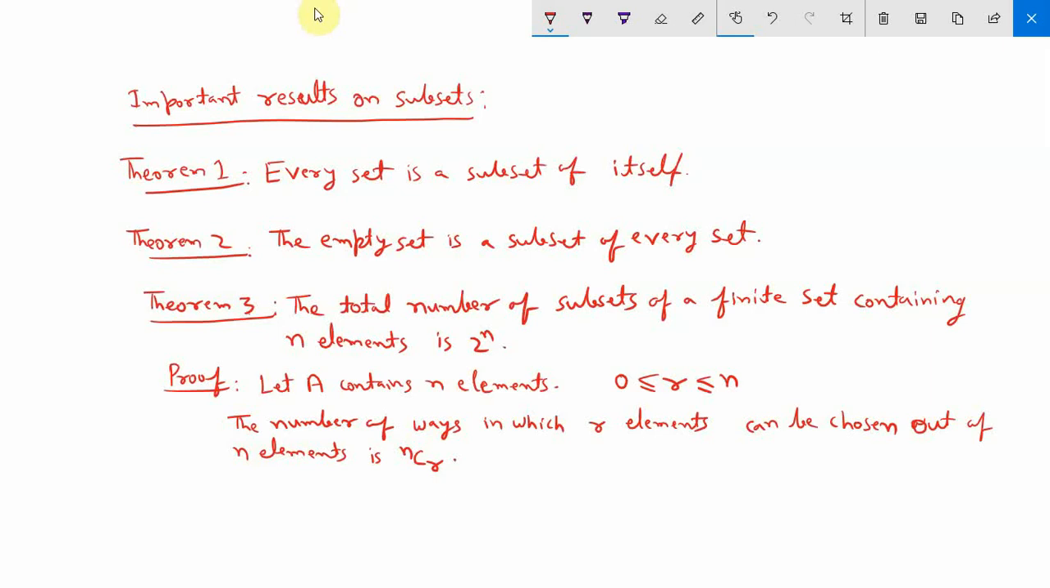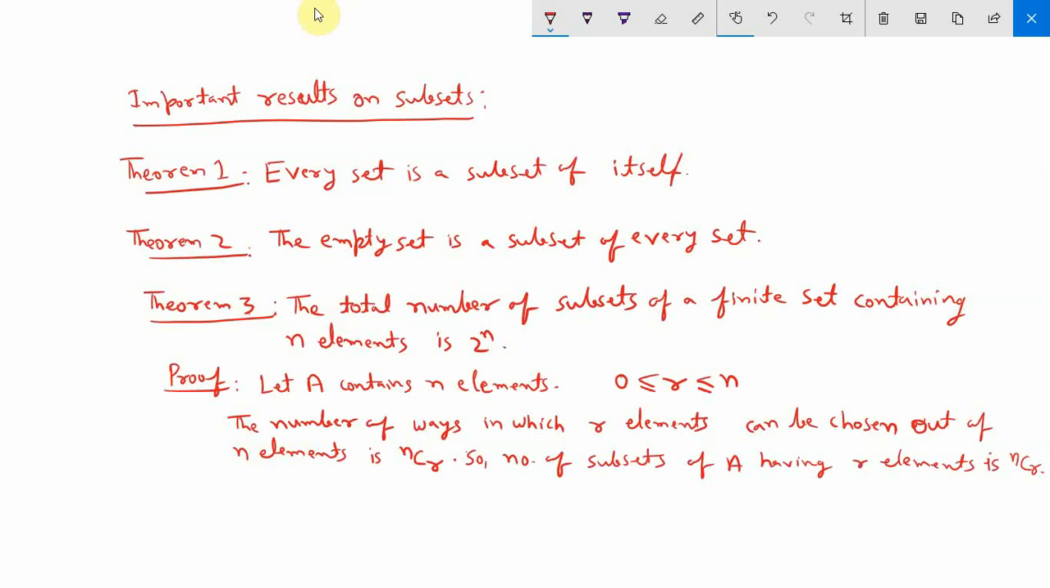Therefore, the number of subsets of A having R elements is nCr.